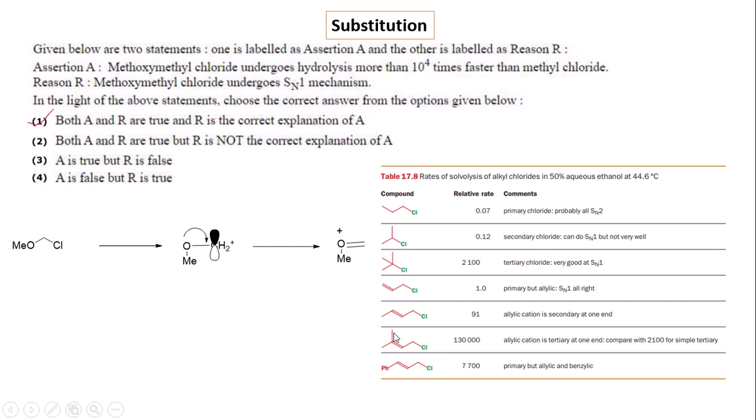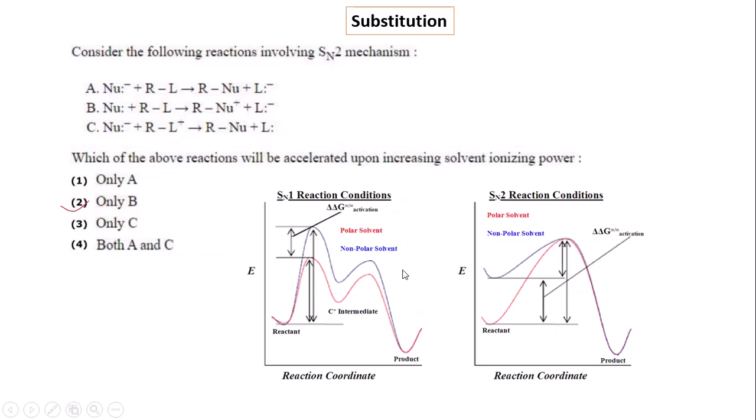Here the benzylic halide, this is the example of a benzylic halide, shows the highest rate of the SN1 reaction compared to the phenyl substituted halide, and this is very important to determine the rate of the different types of halides. Now we are going to the polarity effect on the substitution reaction.